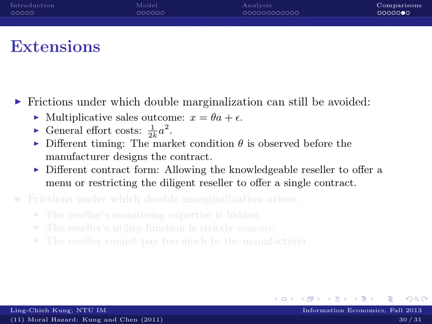Finally, we may allow different contract forms. You may allow the knowledgeable reseller to offer a menu of contracts, or restrict the diligent reseller to offer only a single contract. That's not going to affect anything. You may want to verify whether this is true or not. It's not a big deal.